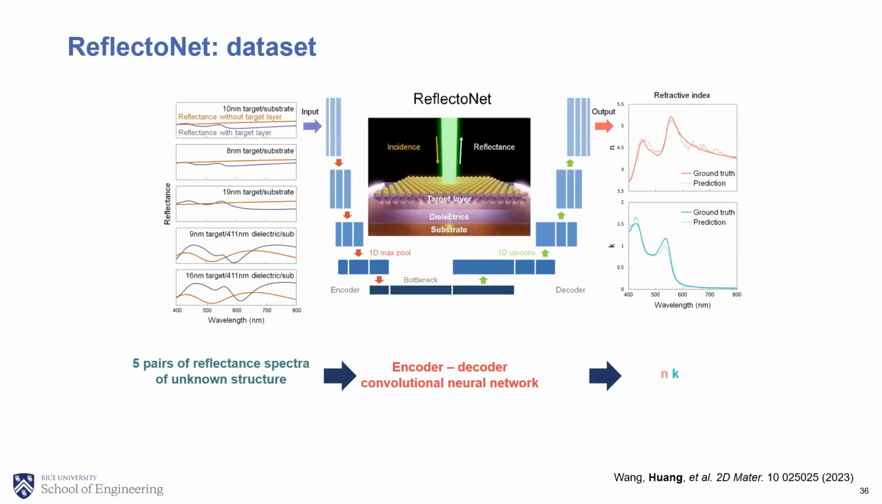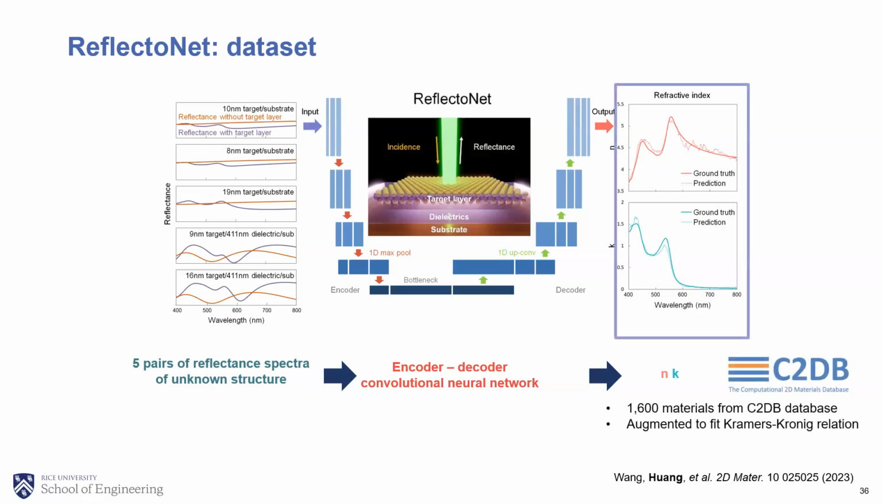So now let's look at the data set for ReflectorNet. For the ground truth, the N and K of the material, we are using the C2DB database. We obtained 1,600 material entries from the database. We further augmented these data to have N and K as long as they fit the Kramers-Kronig relation, or the KK relation.